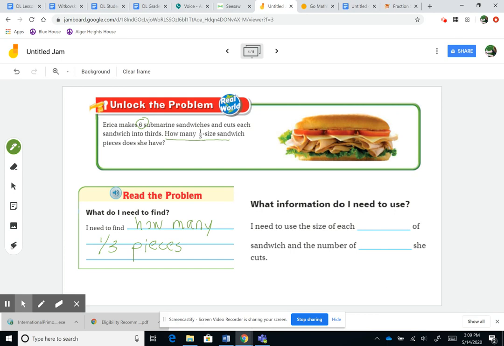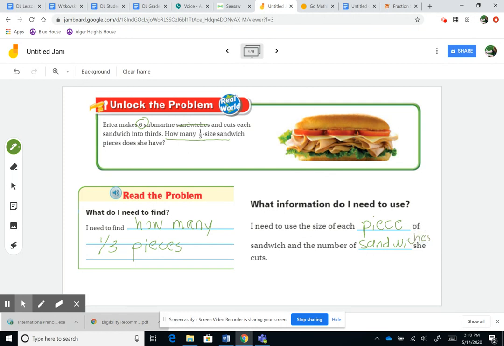Okay. Now, the next one says, what information do I need to use? I need to use the size of each piece of sandwich and the number of sandwiches she cuts. Well, come back up here. The number of what? Sandwiches. Doesn't really fit, but you get the idea.